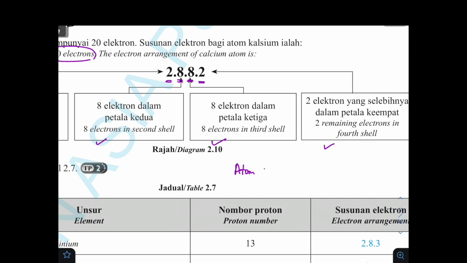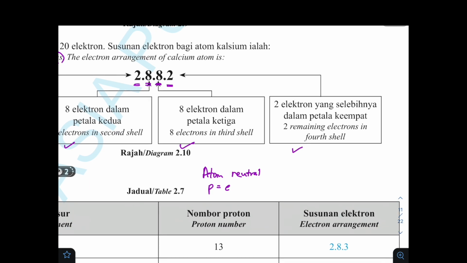The atom is neutral. So when neutral, the proton number is equal to the number of electrons. So you see, when the proton number is 13, the number of electrons is 13. So how do we write the electron arrangement for this 13 electrons? The electron arrangement is 2.8.3.